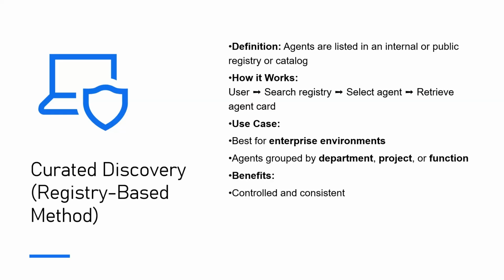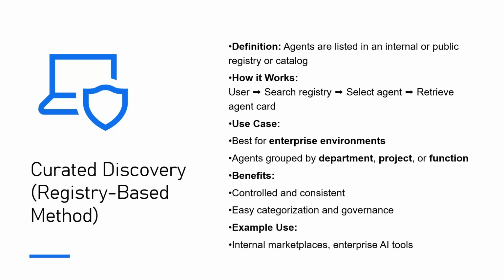Benefits are that this is controlled and consistent. The curator or the registry owner will decide what type of agents will go into it, and the clients can make sure that if the curator or proprietor of this agent store is a valid enterprise one, the users of that agent store can ensure that the agents they are using are valid. Example cases: internal marketplaces and enterprise AI tools.